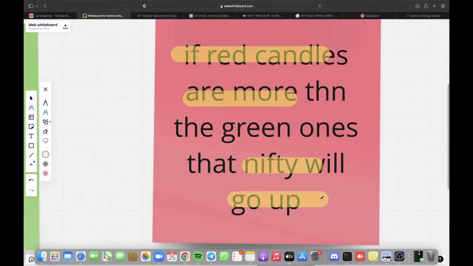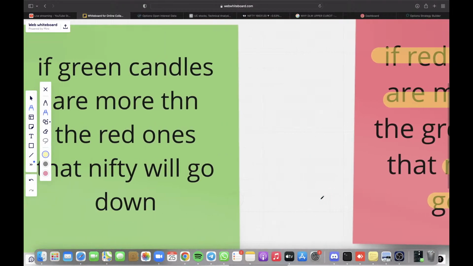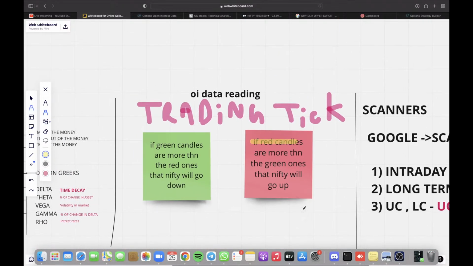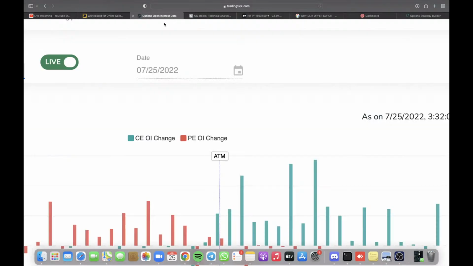See, red is for up. Similarly, if green are more, Nifty is down. So here it is opposite because it is option selling. Okay. And OI data, and this is what the graph looks like.